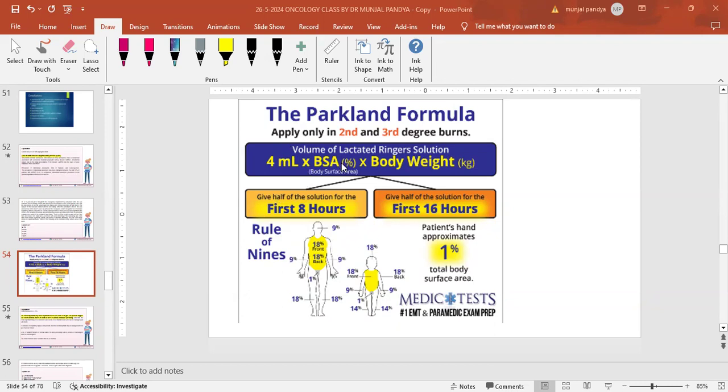The formula is 4 ml multiplied by body surface area percentage, multiplied by body weight in kg. Whatever comes, say for example 5 liters of fluid, the first 2.5 liters are given in 8 hours, the second 2.5 liters in 16 hours. So the total fluid is divided over 24 hours, half in the first 8 hours, half in the next 16 hours. Here in the rule of 9, everything is 9 except genitalia in an adult, which is 1%. Head, chest front and back, abdomen front and back, right upper limb, left upper limb, right leg and left leg, front and back, each 9. So 11 times 9 is 99%, and genitalia 1, so total 100%.